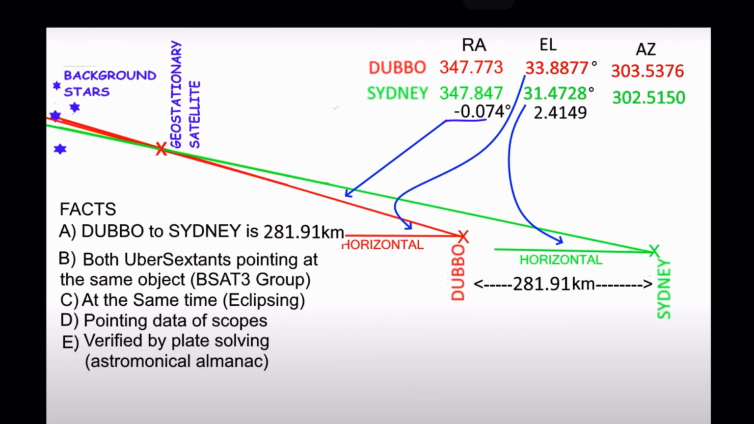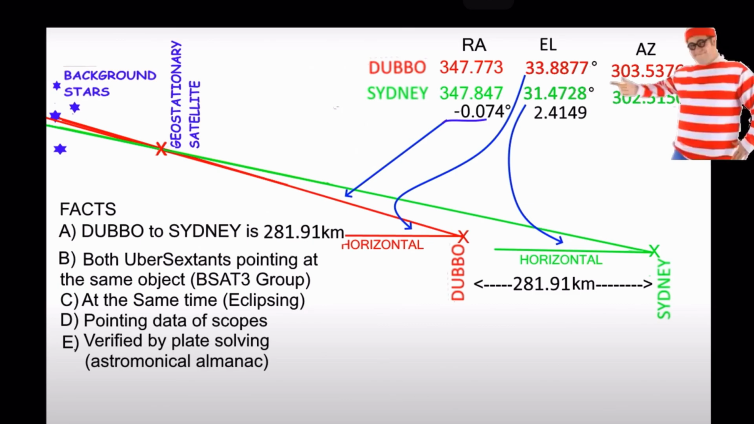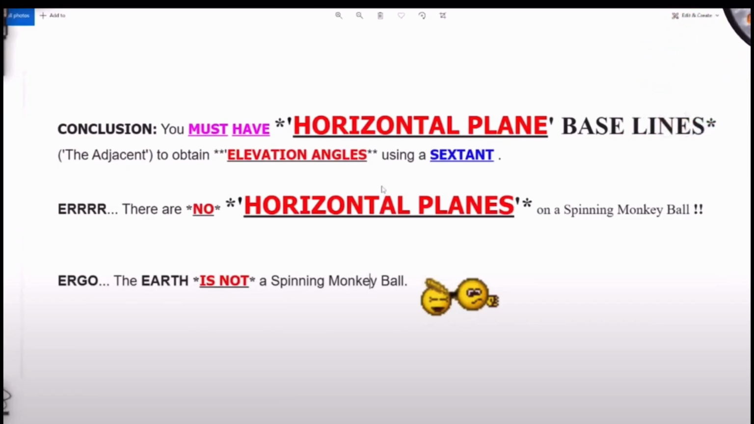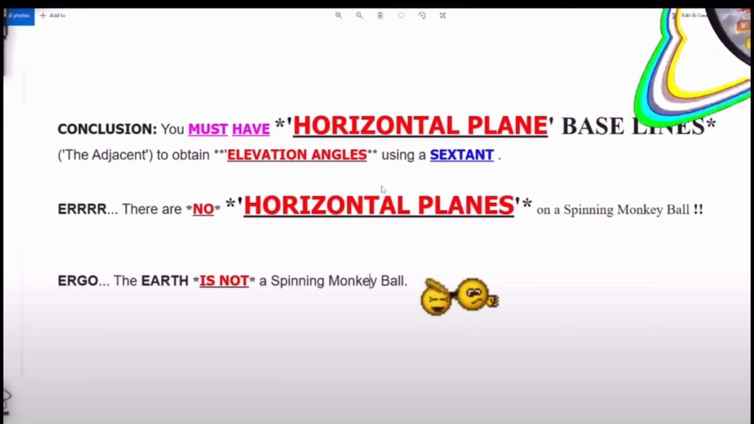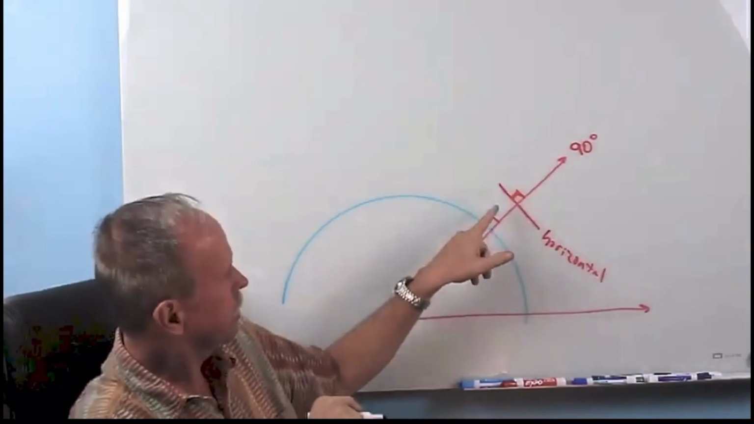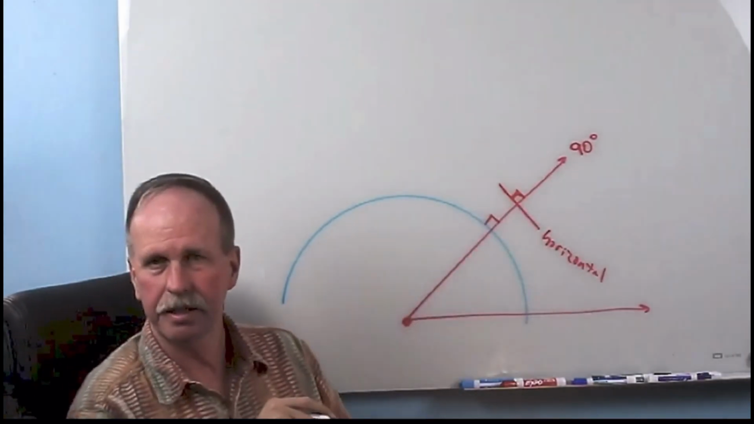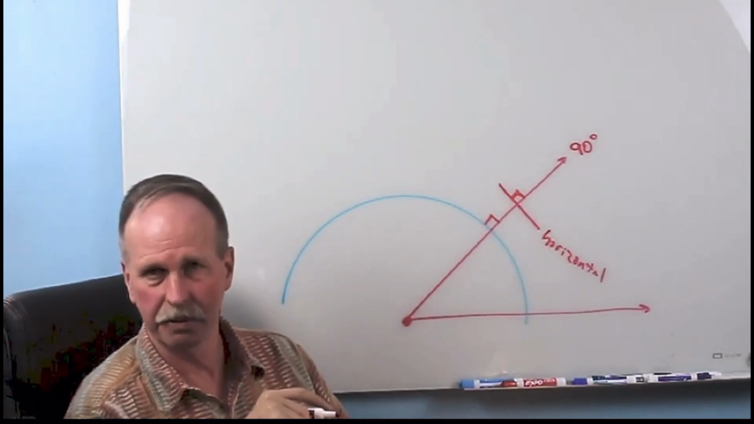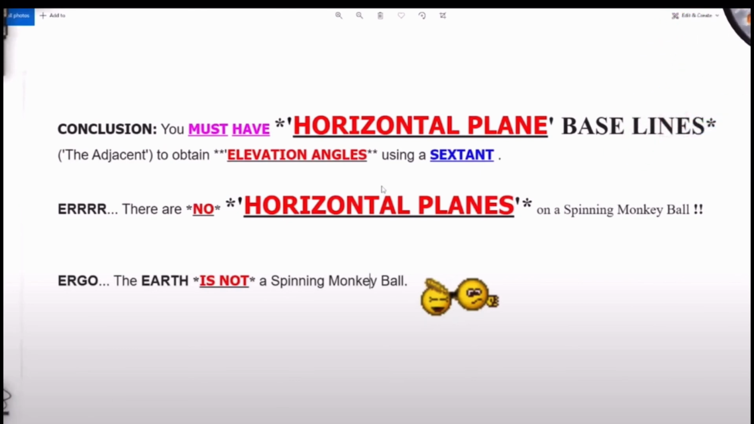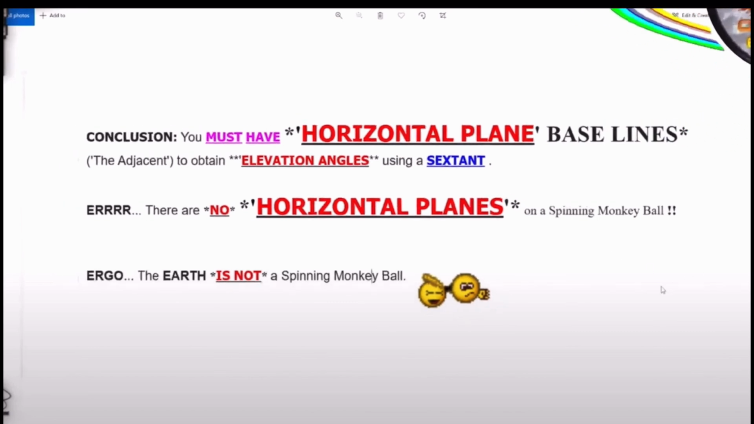The two elevation values are how far above the horizontal plane the sight lines are. By looking horizontally, getting the angle of altitude. A straight line perpendicular to it as our horizontal. That's just something the sextant does. That's the way it's designed to work. This is a death blow, because there are no horizontal planes on a spinning monkey ball. Ergo, the Earth is not a spinning monkey ball. Simple as that. You're finished.